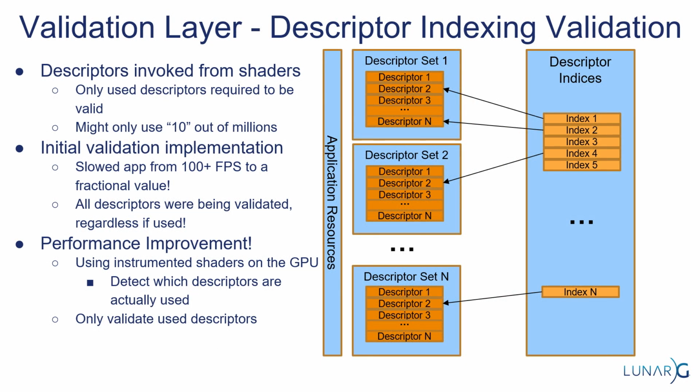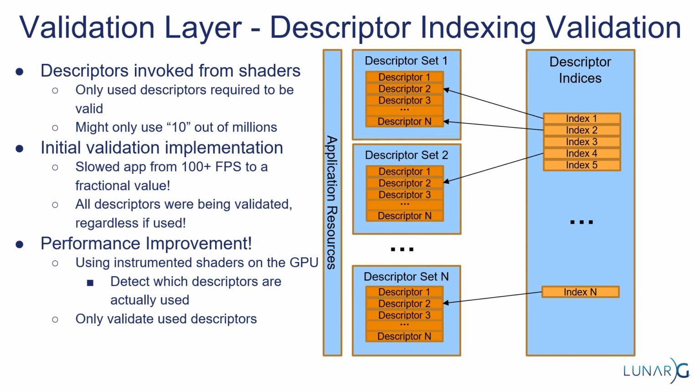All right, descriptor indexing validation. This was an interesting problem. In the bindless functionality of the Vulkan API, resources are accessed by shaders via objects called descriptors, and they're grouped into these descriptor sets. And only descriptors that are used by a shader invocation are required to be valid. So it's not uncommon. You might find an application that might have 1 million descriptors, but they're only using 10 of them. Well, we had a problem that we were just validating all the descriptors.